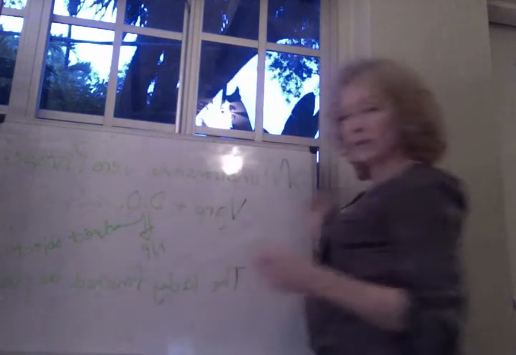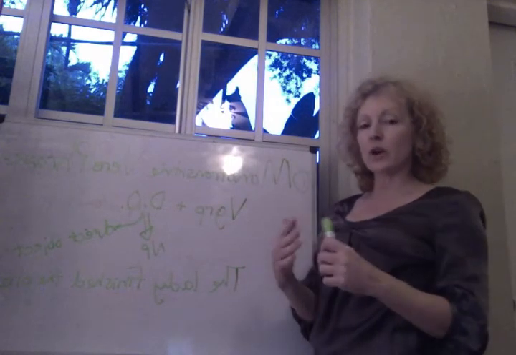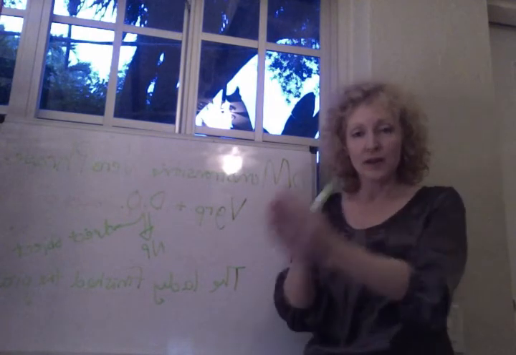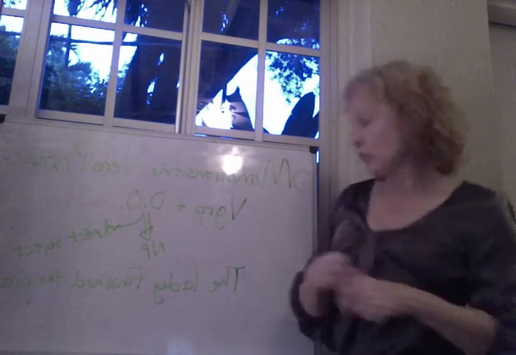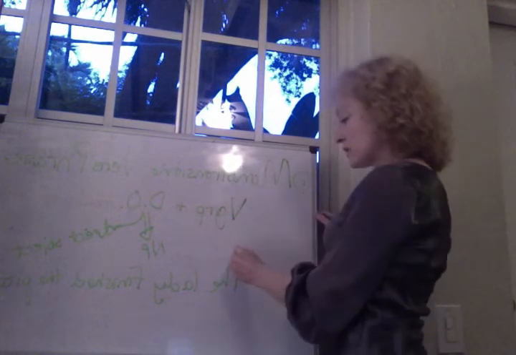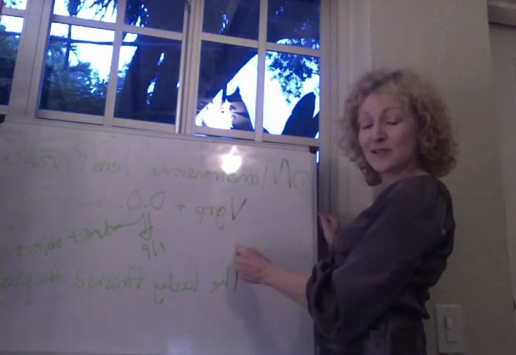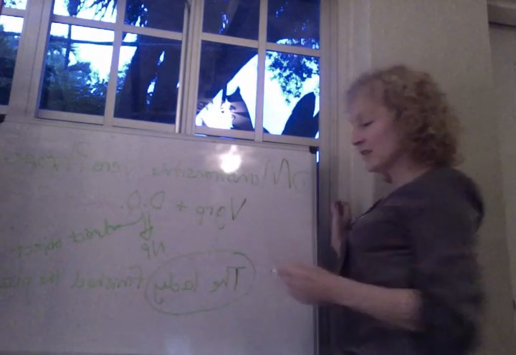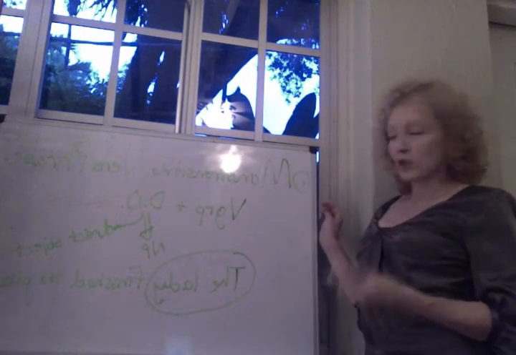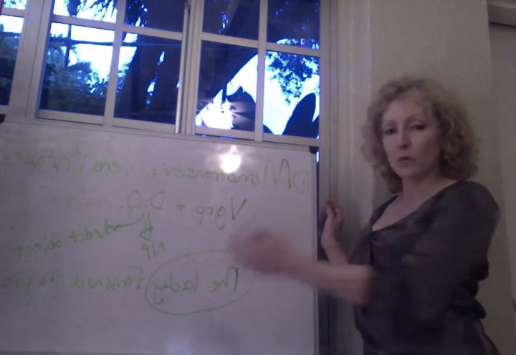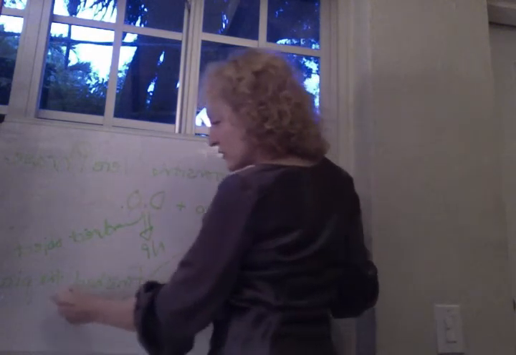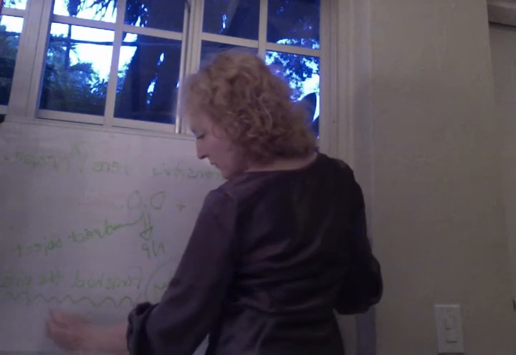The lady finished the pizza. So what's going on here? First thing we want to do is divide the sentence up into subject and predicate. That's the most basic division within every sentence. So our subject here, who the sentence is about, is the lady, right? The topic of the sentence, who we're giving you information about when we say this sentence, is the lady. And then finished the pizza is our predicate.